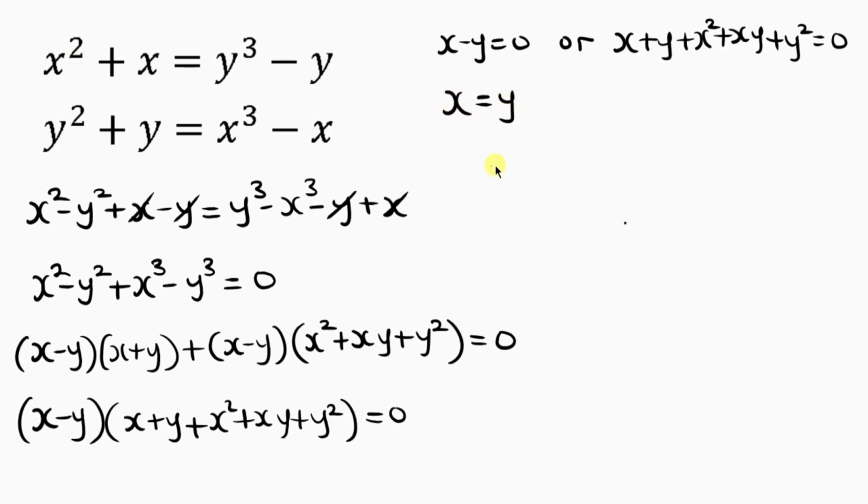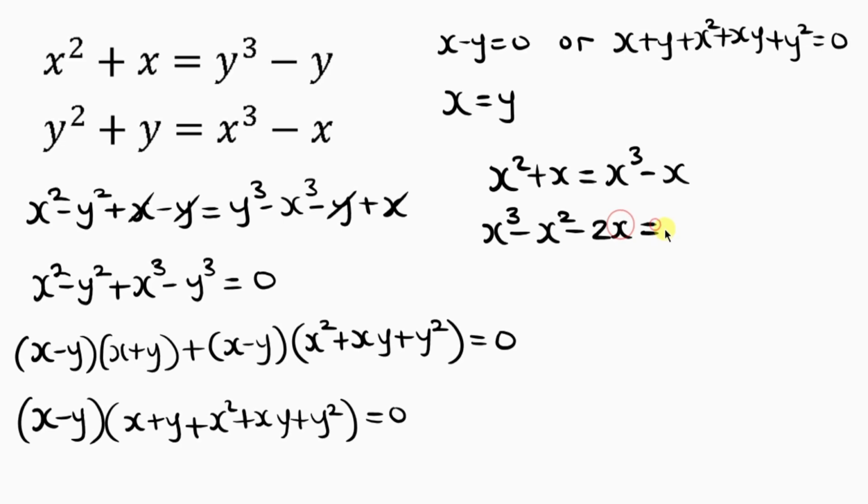So let's do that real quick. So substituting, we're going to be having x squared plus x equal to, remember we said wherever we see y, we're going to be putting x there. So this becomes x cubed minus x. Now let's move everything on the left to the right hand side. And when I do that, I'm going to be having x cubed minus x squared minus 2x equal to 0. You notice that x is common, so we can factorize x out. So bringing out x, I have x squared minus x minus 2 equal to 0.